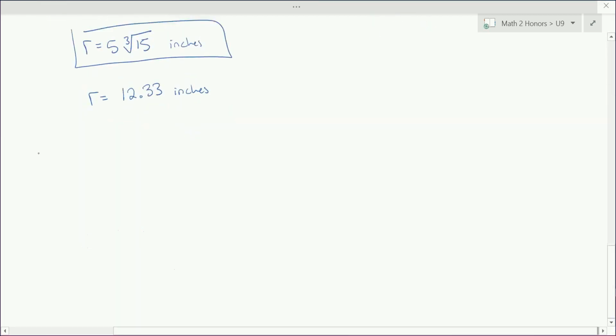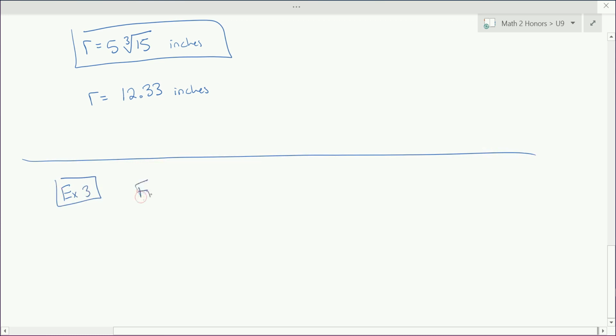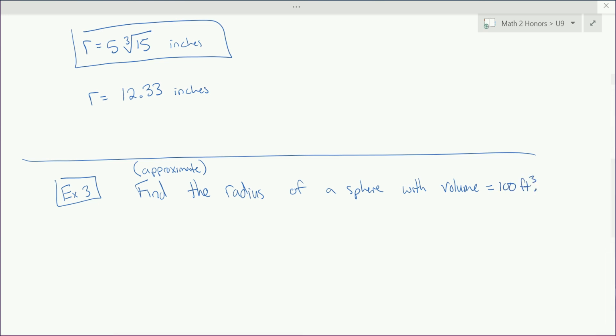All right, last example. Find the radius. And when I say find, in this one I'm going to say to approximate, of a sphere with a volume equal to 100 cubic feet. So approximate means what? Give the decimal value, and let's go 2 decimal places out.